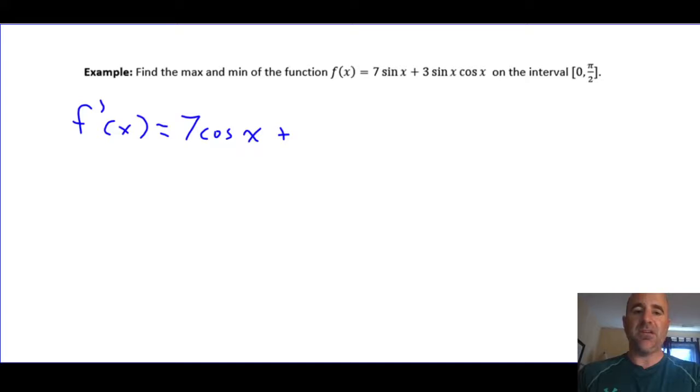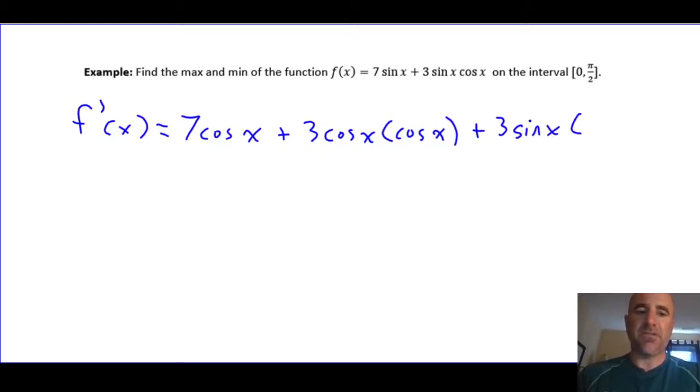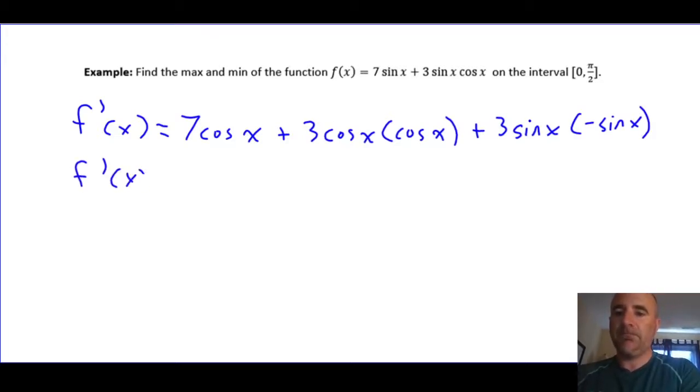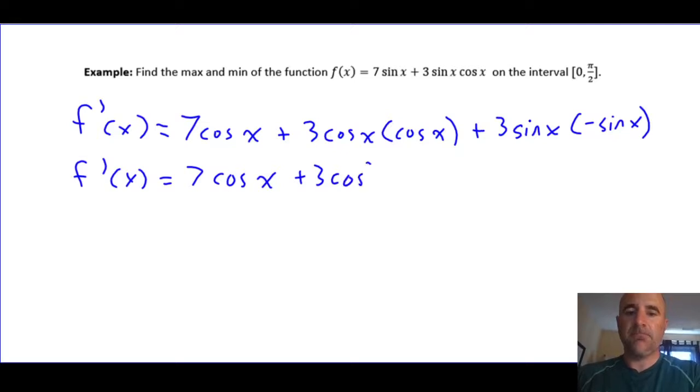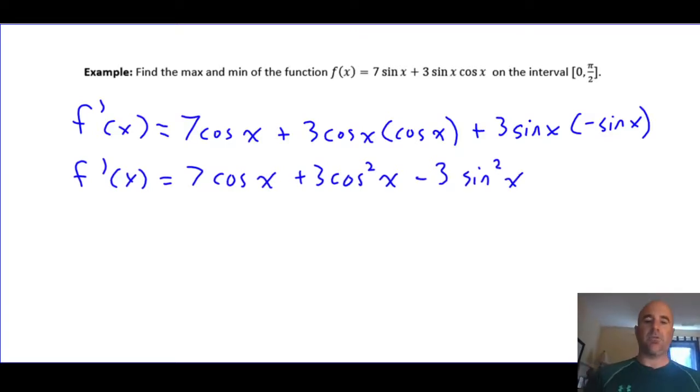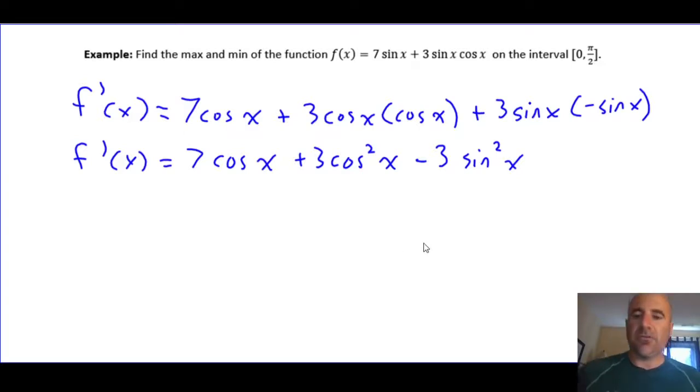So I'll start with 3 sine x. The derivative of 3 sine x is 3 cos x, and then we times that by cos x, plus 3 sine x times the derivative of cos x, which is negative sine x. Simplify this a bit. I get 7 cos x plus 3 cos squared x, and then minus 3 sine squared x. There we go. Now, I'm going to set this to 0 to find the critical points.